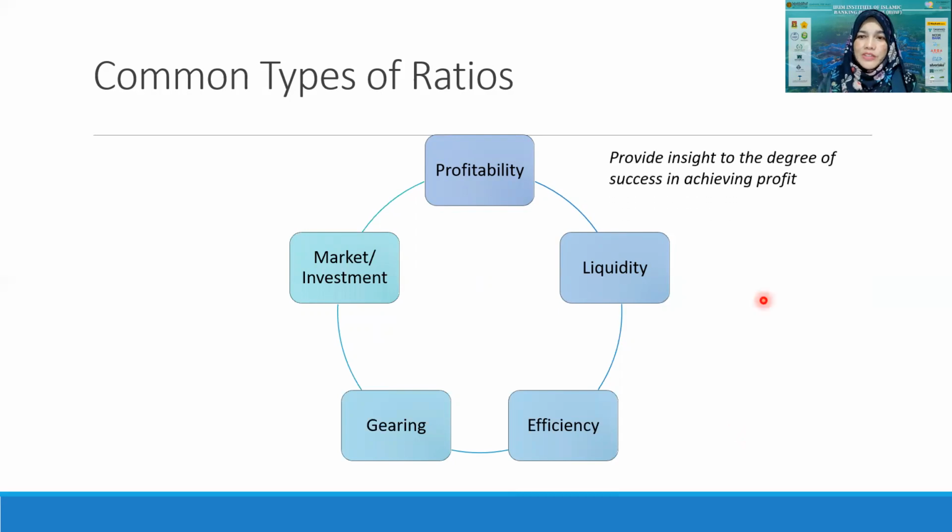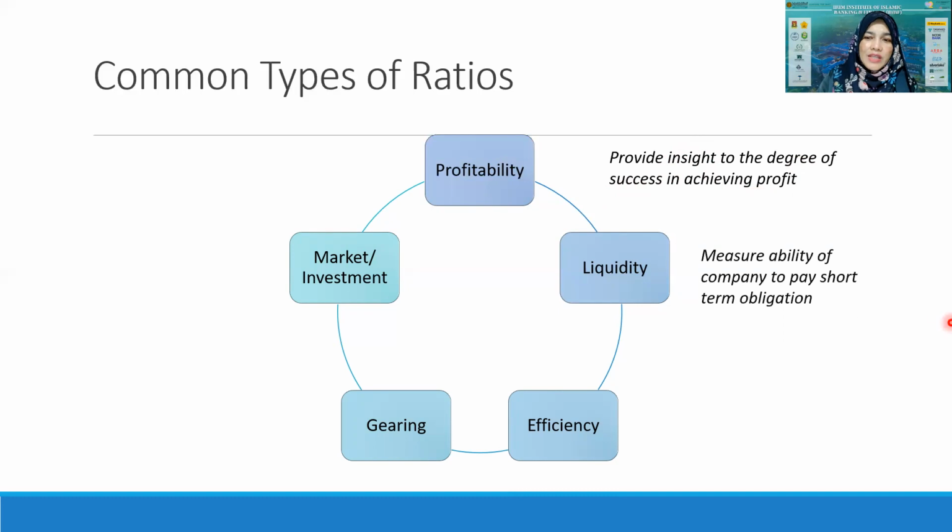Profitability ratio provides insight into the degree of success in achieving profit. Just like the example I gave you in the previous slide, Nestle has 50 billion in sales and is making 1 billion of profit. So it shows that out of 50 billion of sales, Nestle is able to achieve 1 billion of profit. That is what is shown by profitability ratio, one of the indicators.